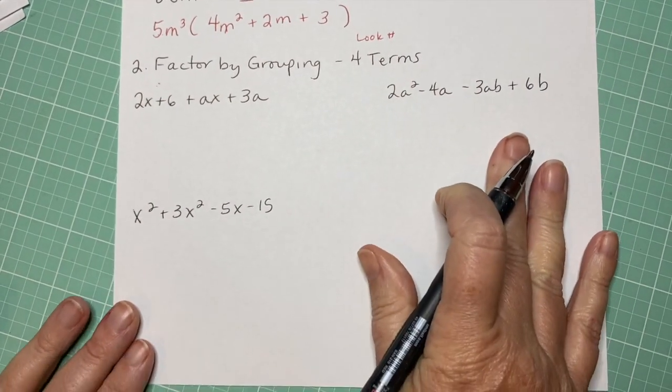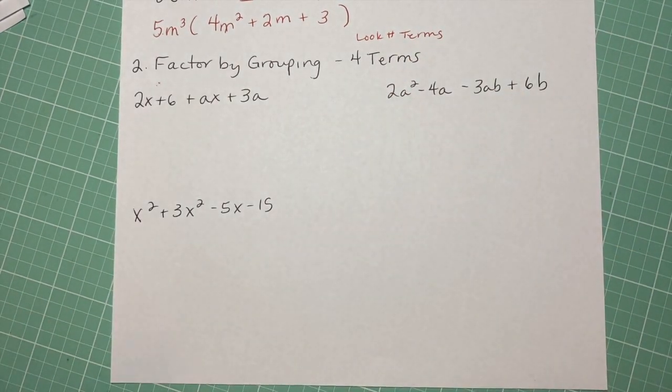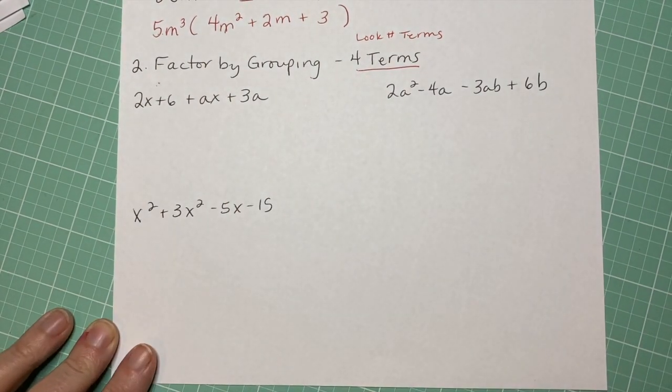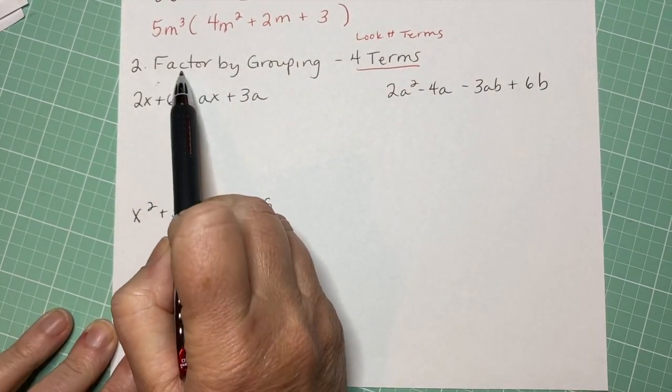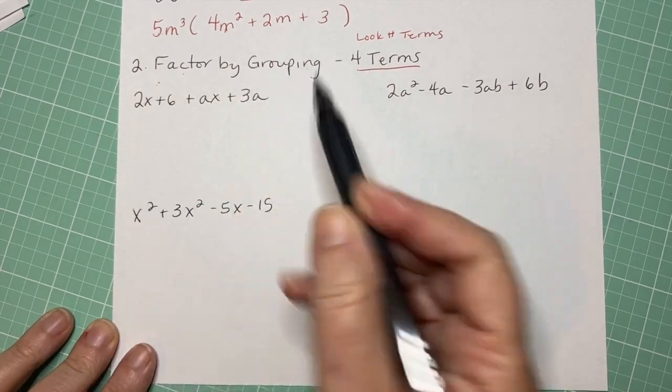Whoops, that's off camera. So we're going to do problems with 2 terms, 3 terms, but today we're looking at 4 terms. And anytime you have 4 terms, you want to do what's called factor by grouping. So I'll just write the steps out here.